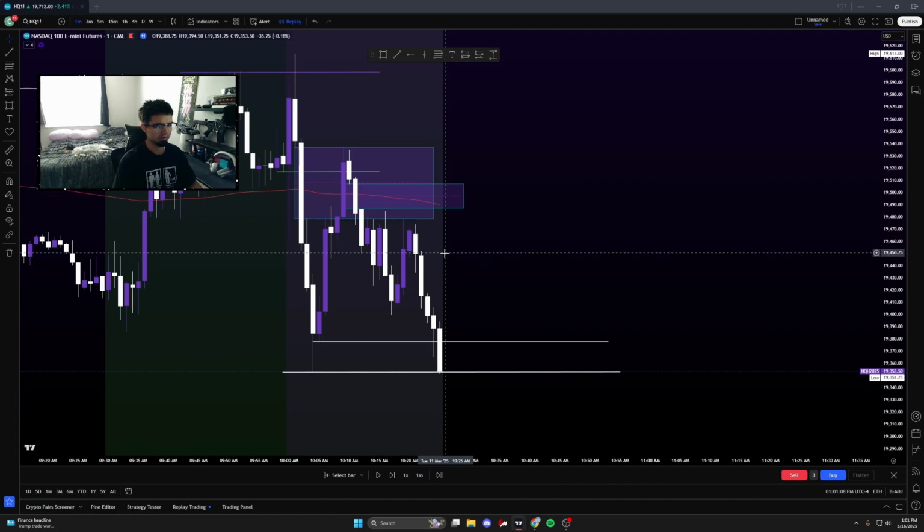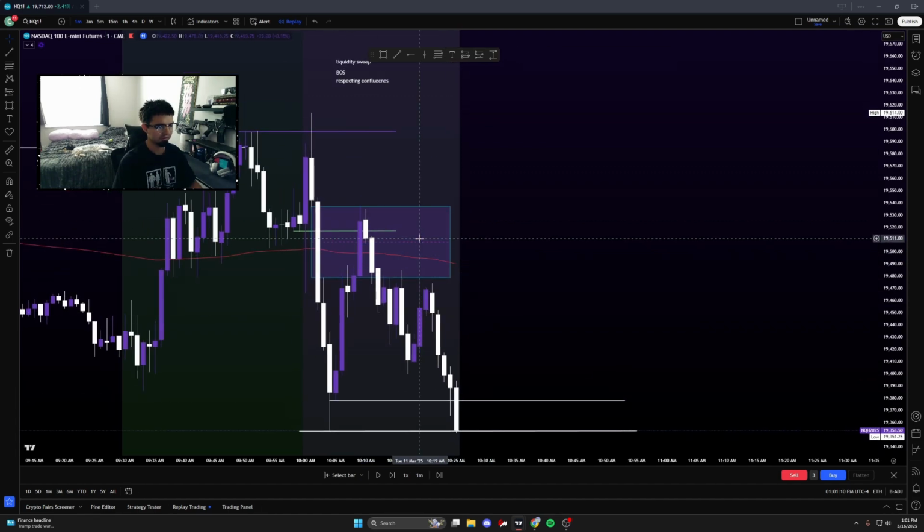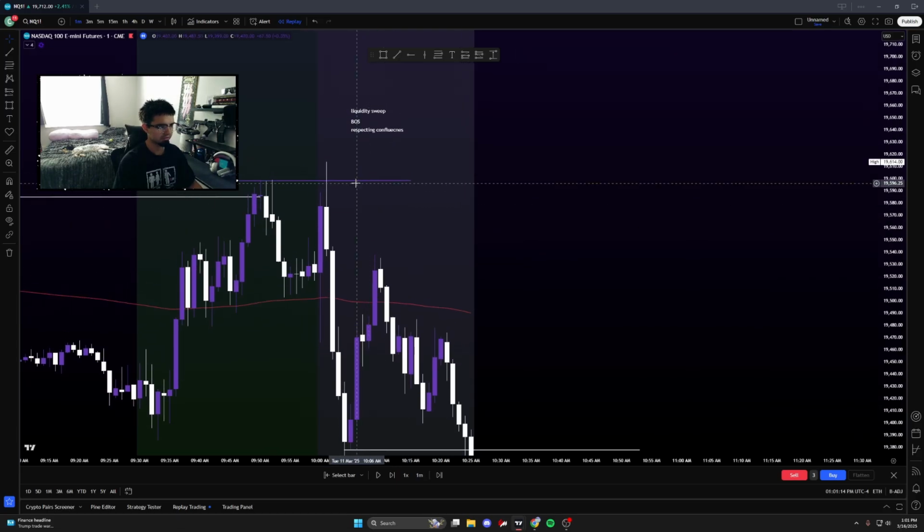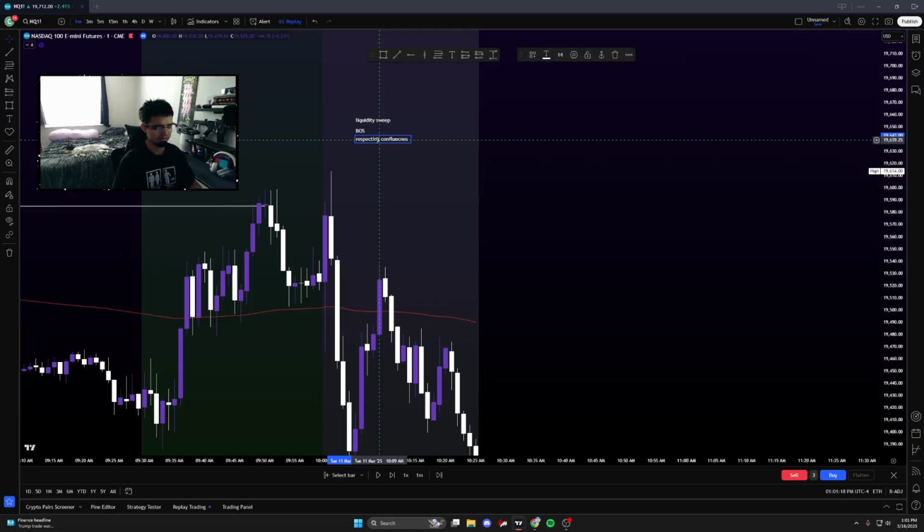And that's literally the model I trade every single day. I don't ever trade a different model, because when you stick to one trade plan and you know it works, there's no need to try and trade a different way.